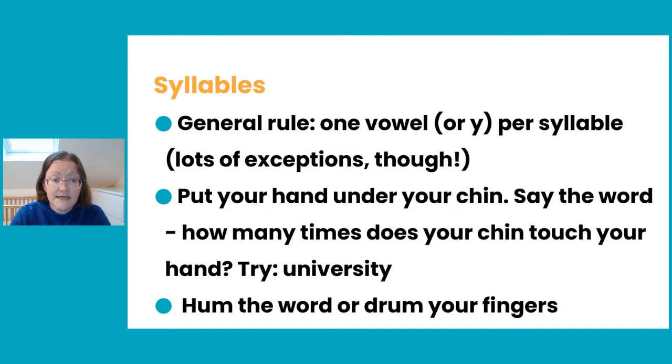Another thing you can do to identify syllables is to put your hand under your chin. Okay, so put it right there, like lightly touching your chin. Then you're going to say the word that you're trying to figure out the number of syllables in. Say the word slowly and clearly and count how many times your chin touches your hand. Okay, so let's do an example word of university. So put it under, lightly touching, and say the word. Okay, U-N-I-V-E-R-S-I-T.